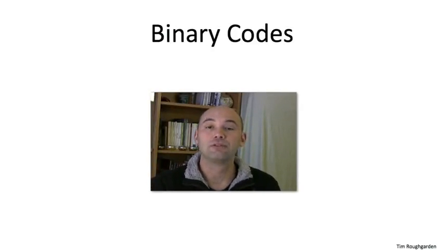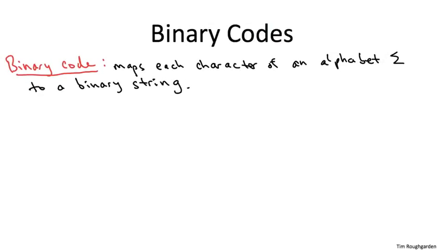So let's begin by just defining a binary code. A binary code is just a way to write down symbols from some general alphabet in a manner that computers can understand. That is, it's just a function mapping each symbol from an alphabet capital sigma to a binary string, a sequence of zeros and ones.